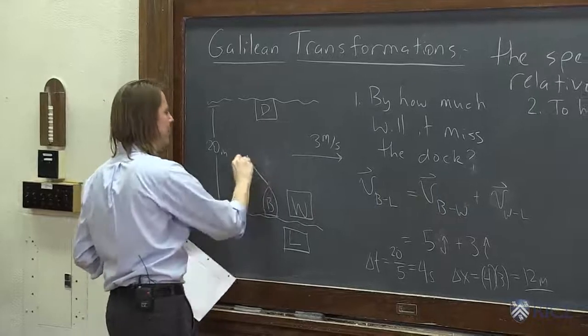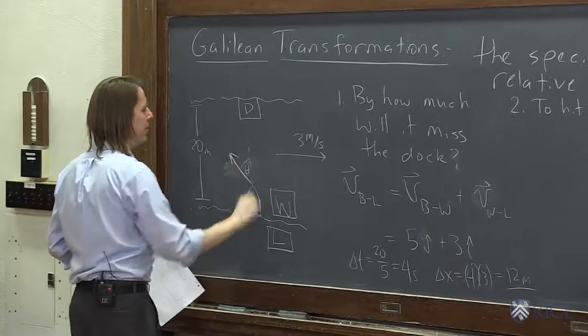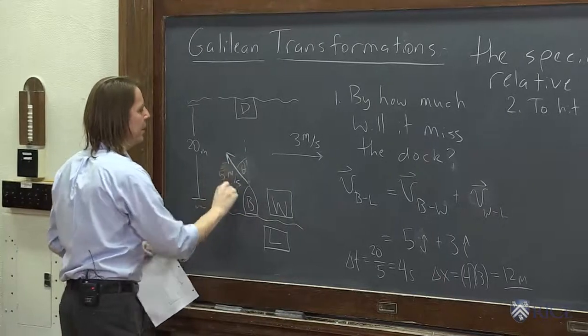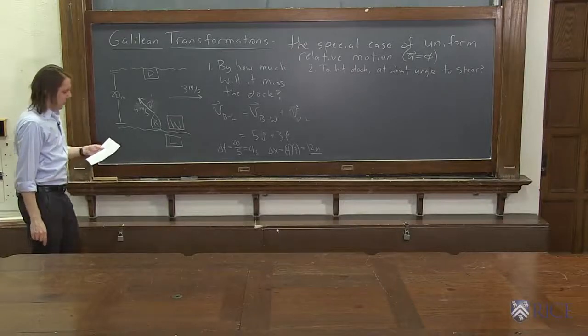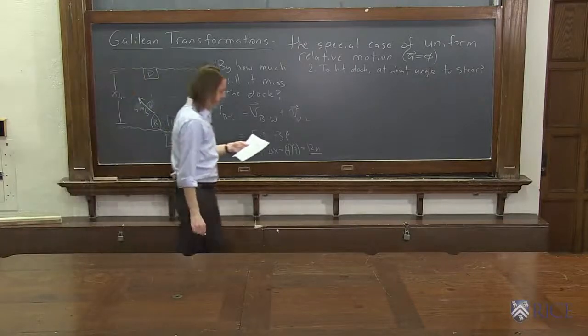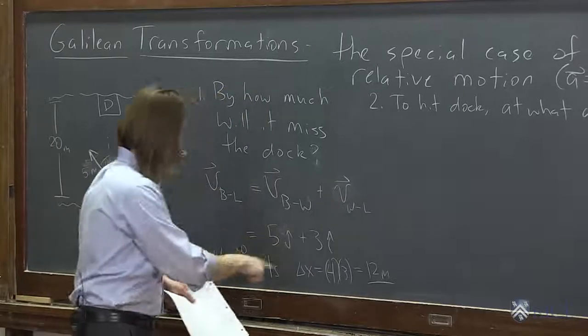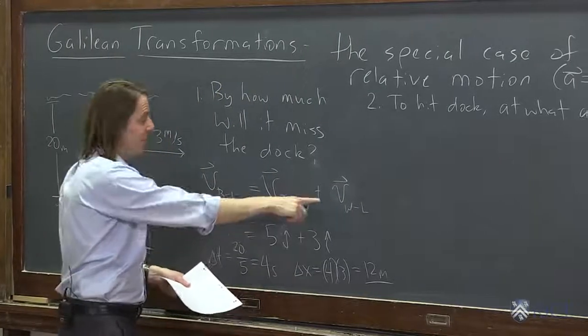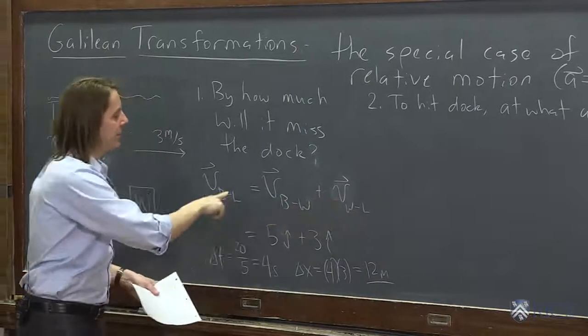So we could kind of draw it instead. We could say, it's going to go off like that in an attempt to end up at the dock. So at what angle theta? Still 5 meters per second. That's what the motor does. But what angle should you turn off at? Well, let's see. You would still use this same equation. This is still the relevant equation. Velocity of the boat in the land is boat in the water plus water in the land. But let's see what we get.